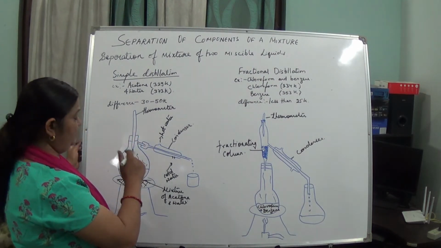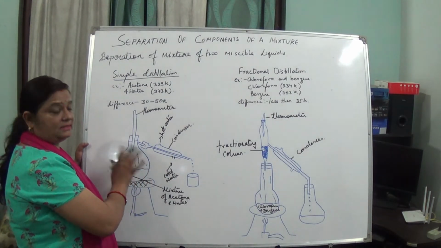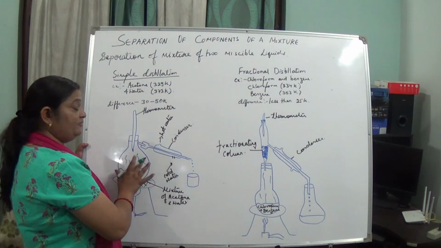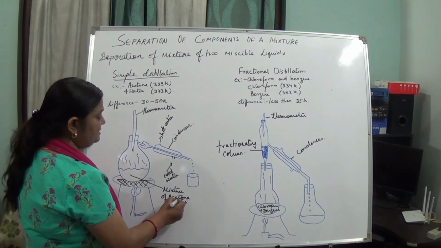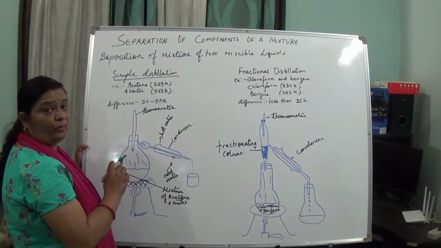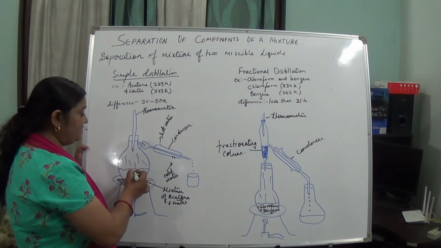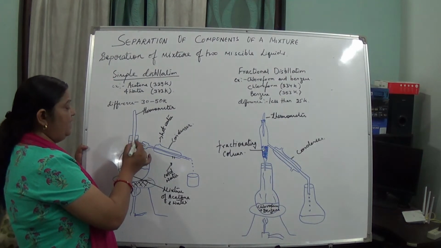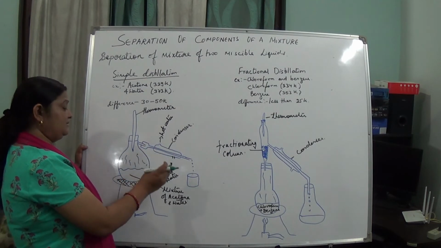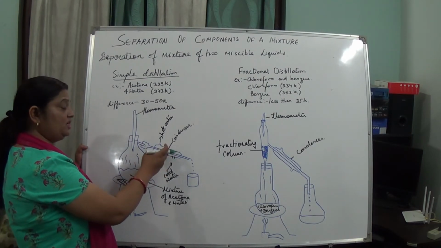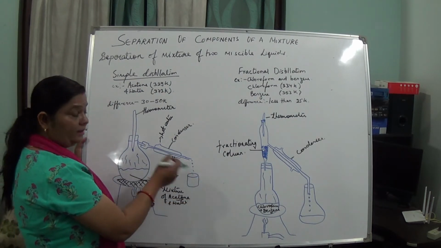Okay, now coming to the experiment. We had taken the mixture of acetone and water in the distillation flask. We started heating. Acetone has a boiling point of only 329 Kelvin, which is less than water. So it starts evaporating, and it comes through the condenser, where this acetone, which is in gaseous form, is changed into liquid form and is collected in the receiver, or in a container.